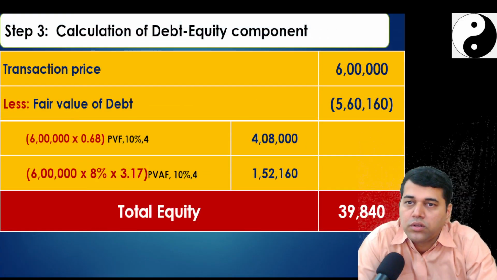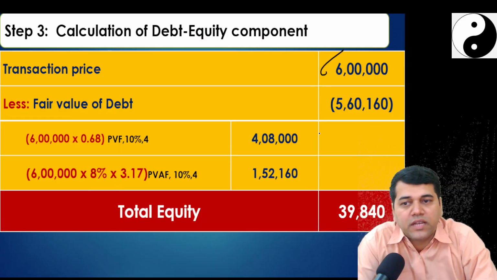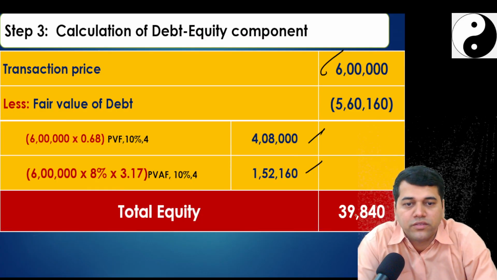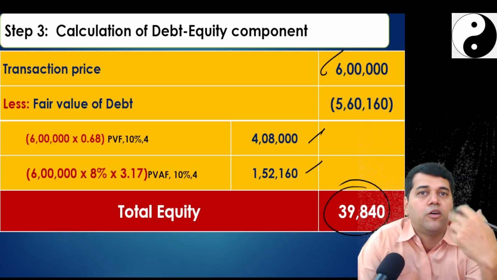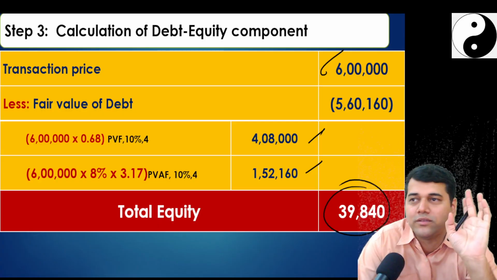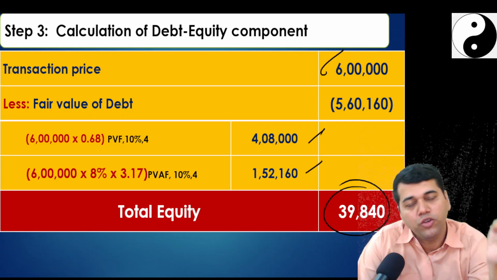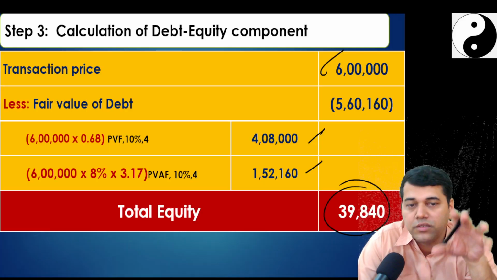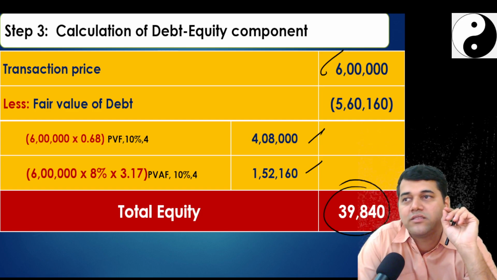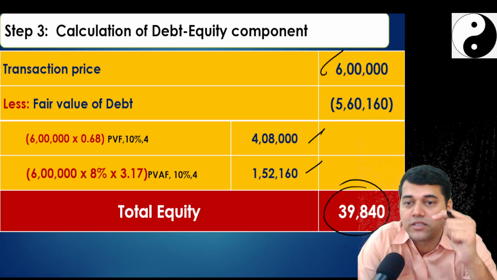So my transaction value is 6 and the present value of the two cash flows is this, 39,840 will be my, how much? 1 mark, not more than this. But you have to explain it, that it is part of this way we calculate it. Did this number come in your answer? What went wrong? I am interested to know now.